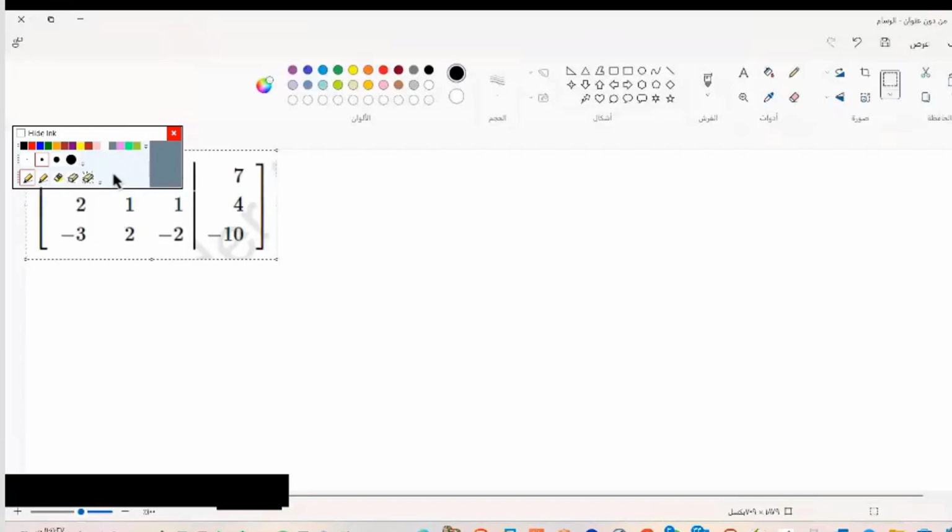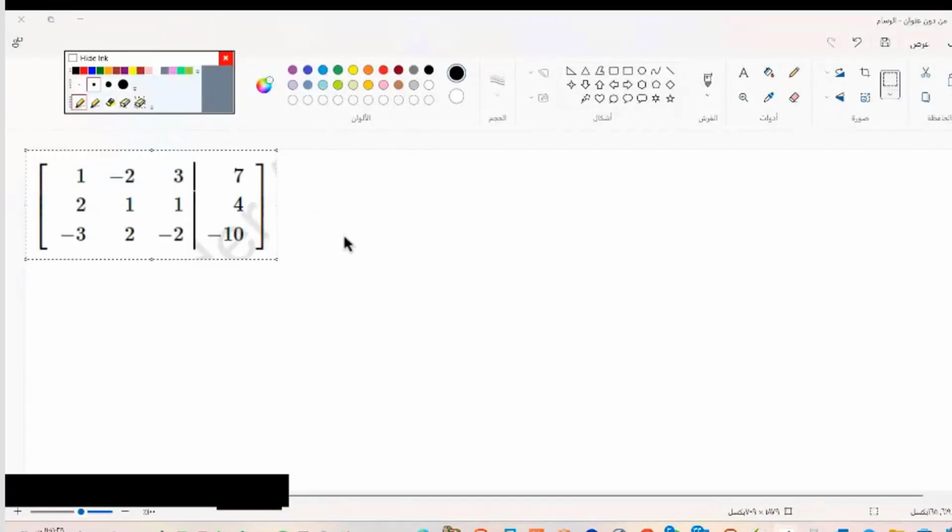Okay, now we have the augmented matrix. How can we solve that one? Again, as I told you before, I need this to be 0. How can we start?